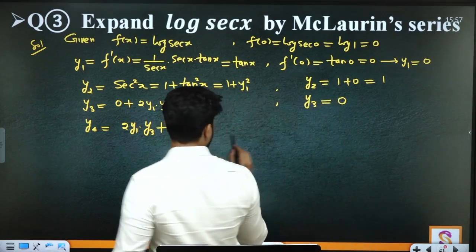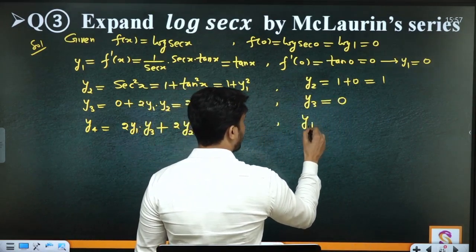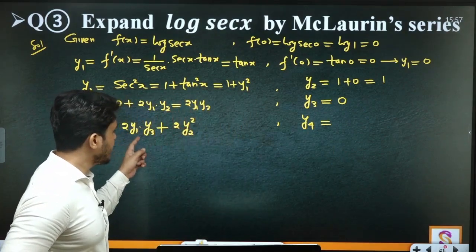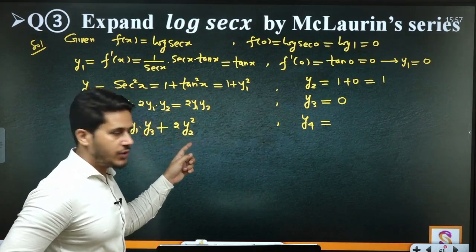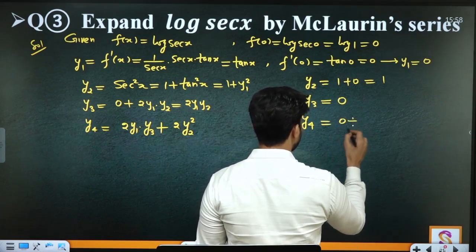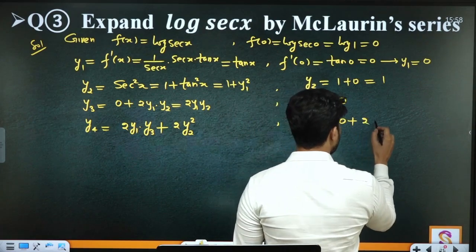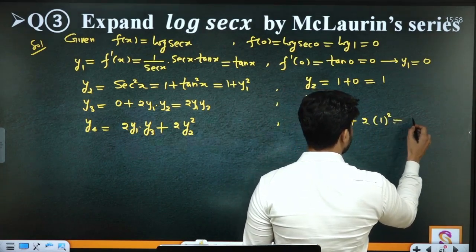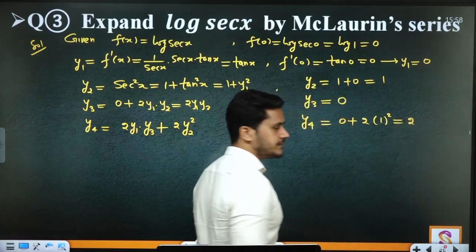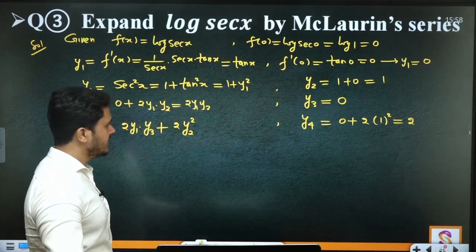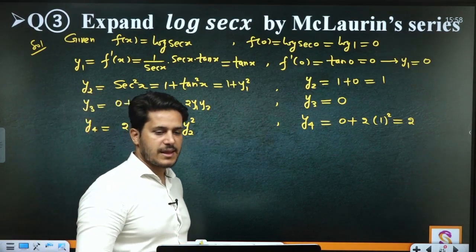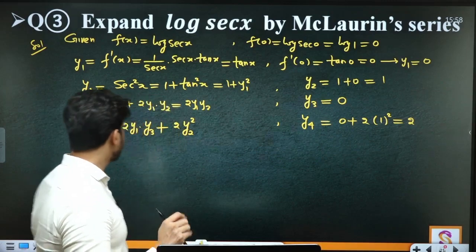And after that, if you find the value of y4, y1 is equal to 0 and this will be 2 into y2. y2 is 1, meaning the first term will be 0 and 2 into square of 1, this will be 2. Did you understand? So y1, y2, y3, y4, in this way you can expand the function.